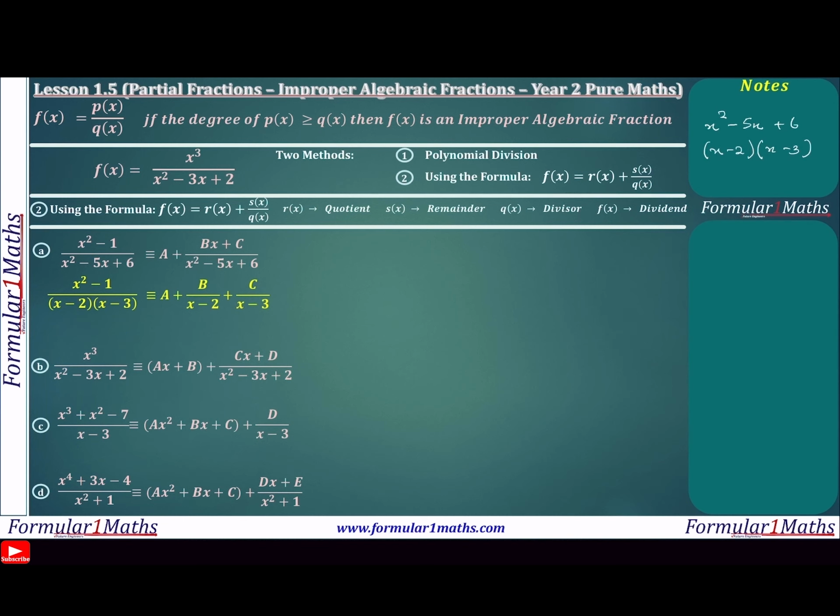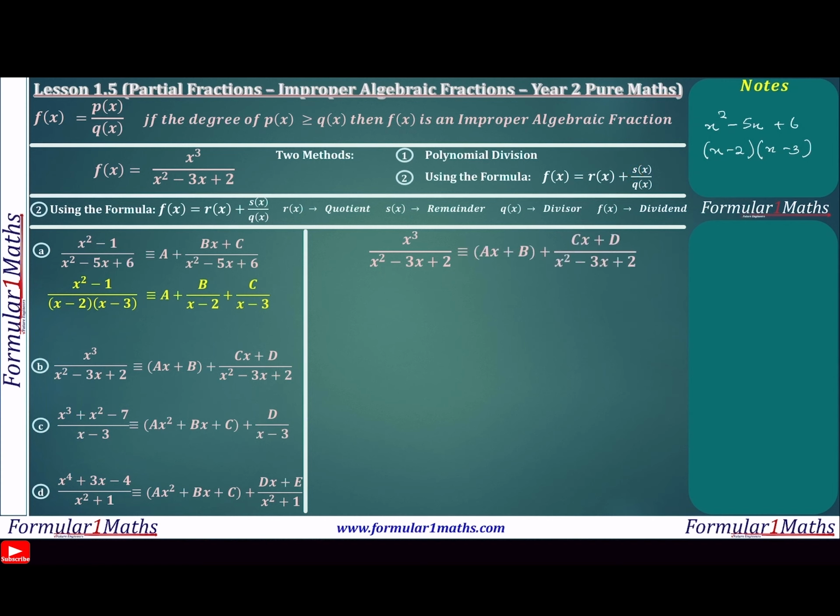So let's now go and use these principles to solve this question. x cubed over x squared minus 3x plus 2. So first we look at the degree of the numerator and the degree of the denominator. The difference is 1. And that means that r of x, in this case, will be linear. And because q of x is quadratic, s of x will be linear as well. And so we have this.